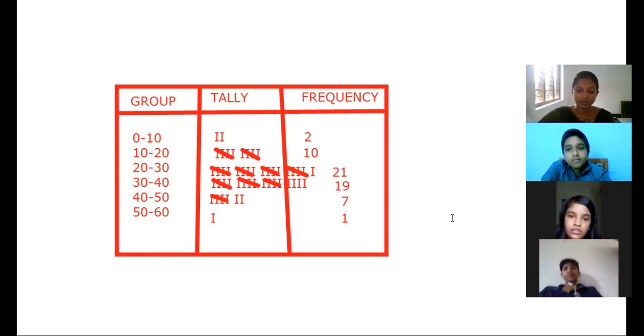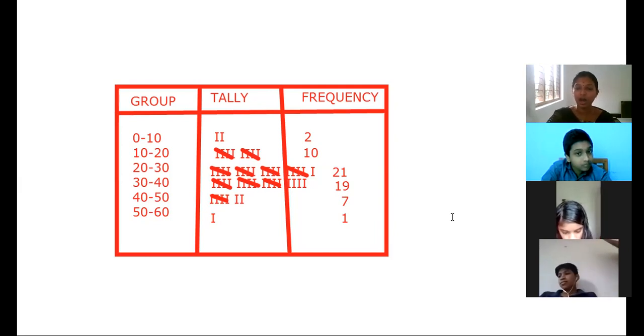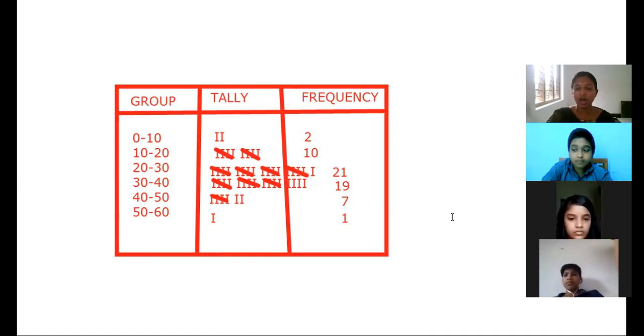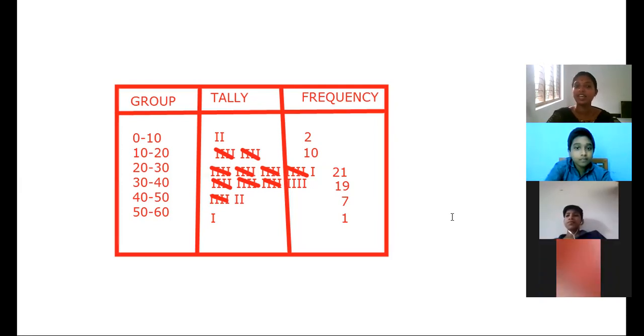You just look at your observation and count how many times the group is there, or how many elements are there in between. In the first case, our group is 0 to 10. By looking at your observation, you count how many observations are there in between 0 and 10. You just avoid the point 10. You can include 10 in the group 10 to 20. So the group 0 to 10 means the marks in between 0 to 9. 0 and 9 are included.